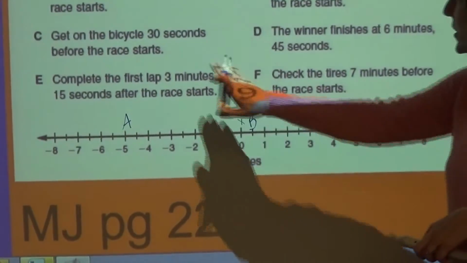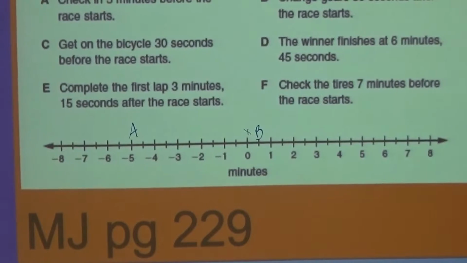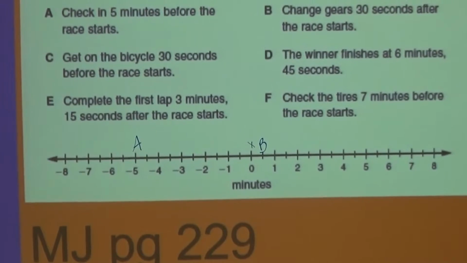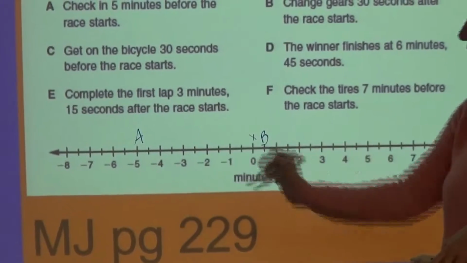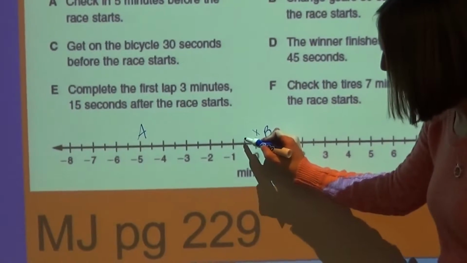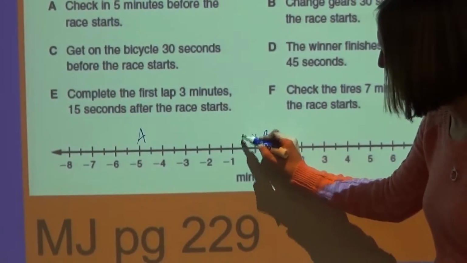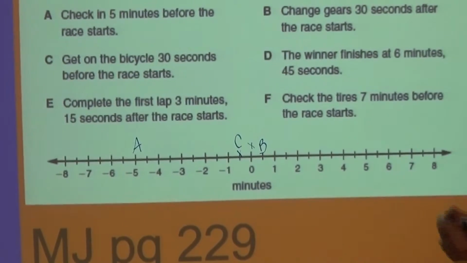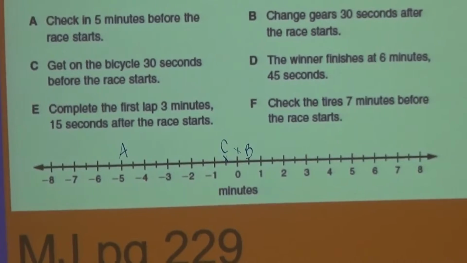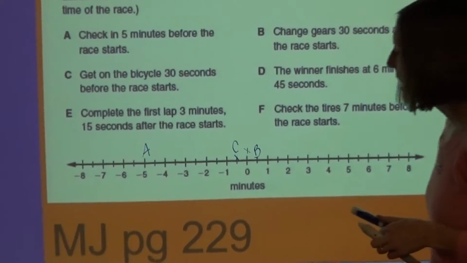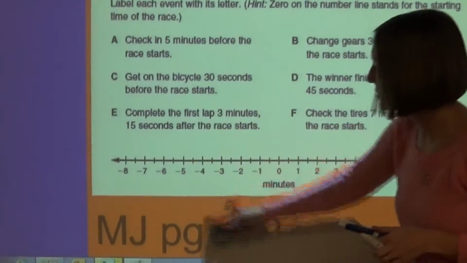And then we can do one more together. If you get on a bicycle 30 seconds before the race starts, again, before the race would be moving toward the negative part of the number line. 30 seconds, again, would be right here, so this would be letter C. And then you'll go through and look at D, E, and F on your own and check that in your math journal.